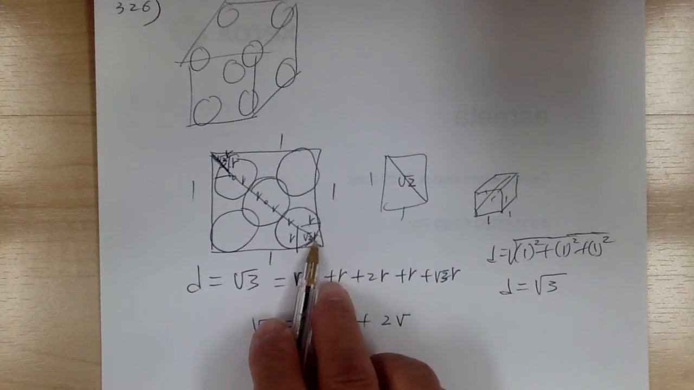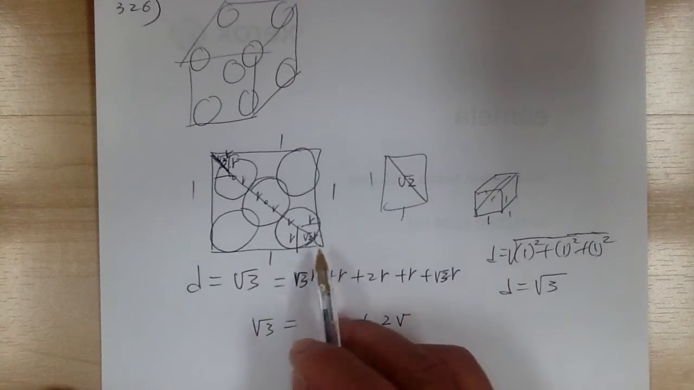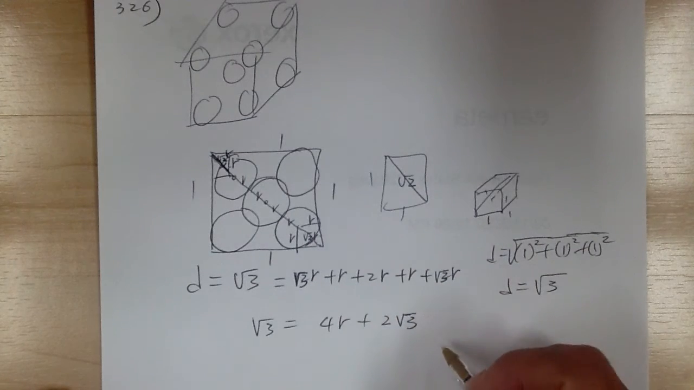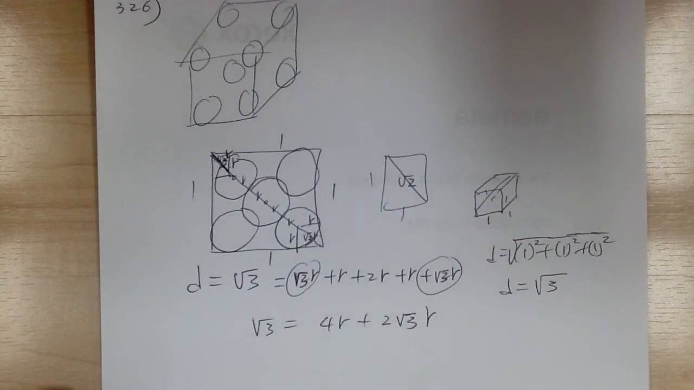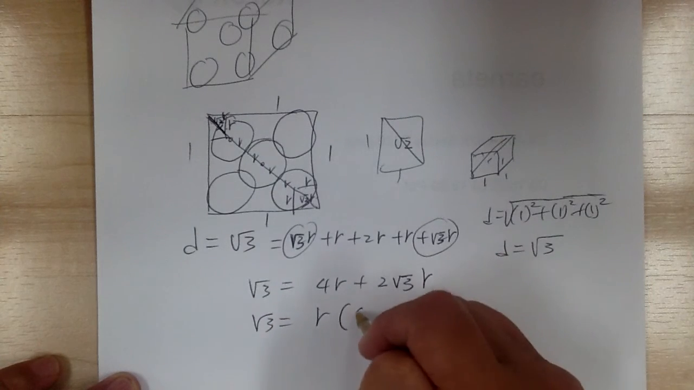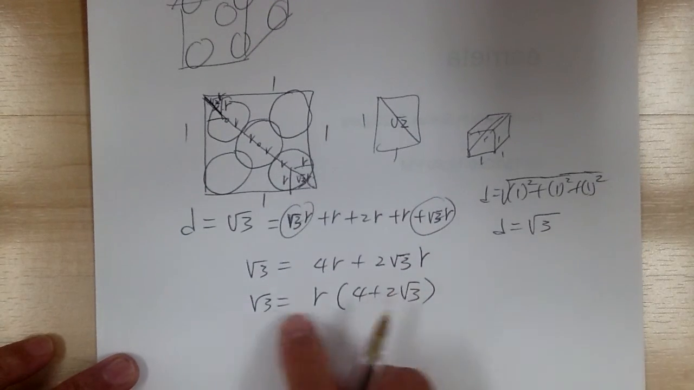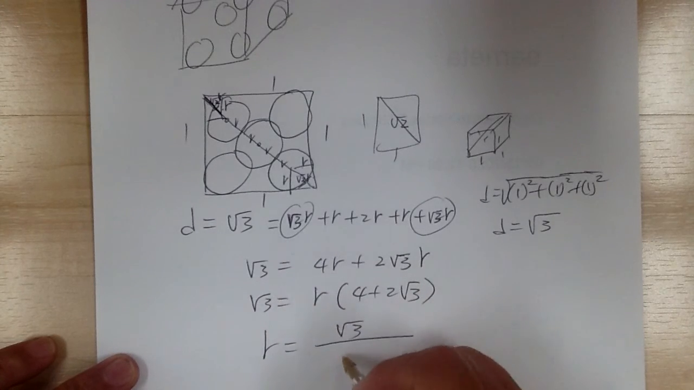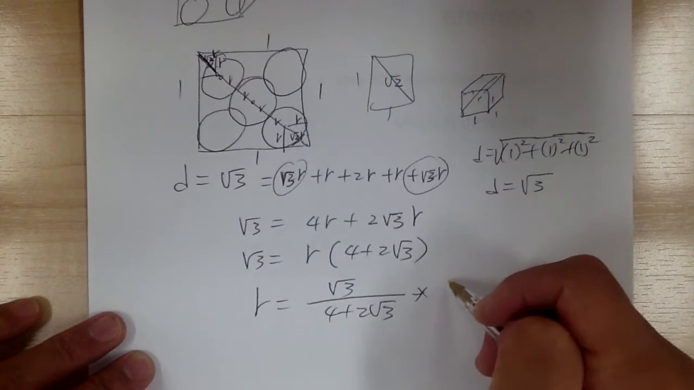Okay, the same thing over here. Again, two-dimensional is square root of 2 times r, but three-dimensional would be square root of 3 times r. Okay, so you can combine your like terms. Now you have to do the factoring, factor the r. So you got 4 plus 2 square root of 3. And you divide, and I'm going to flip the side. So r equal to square root of 3 divided by 4 plus 2 square root of 3. To simplify, times by conjugate.